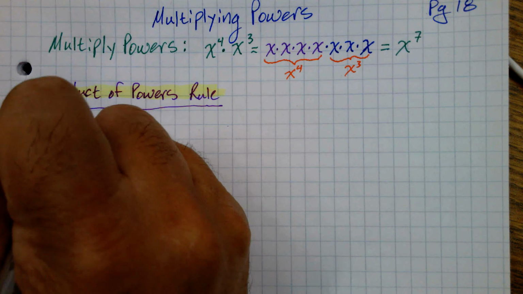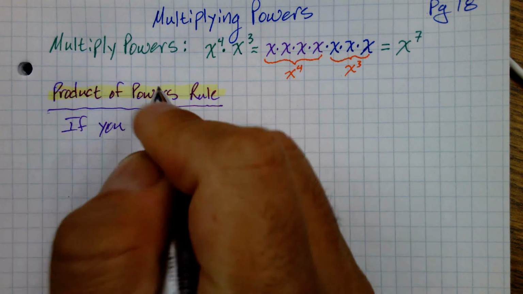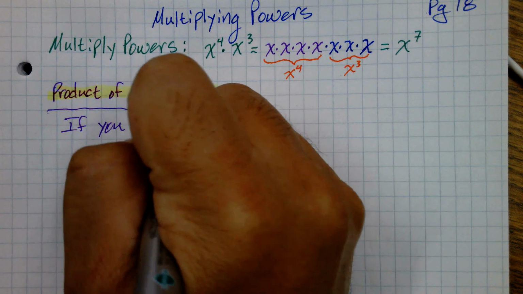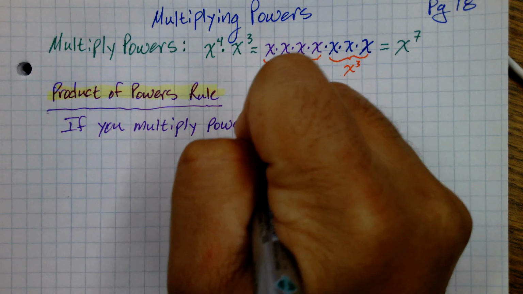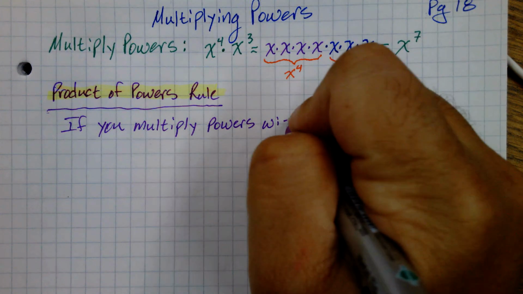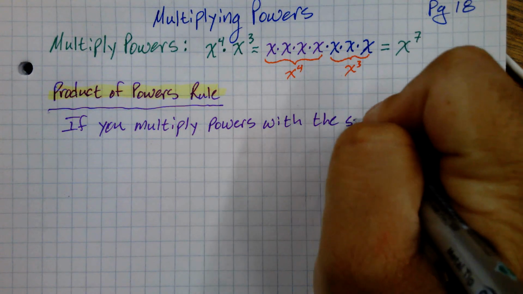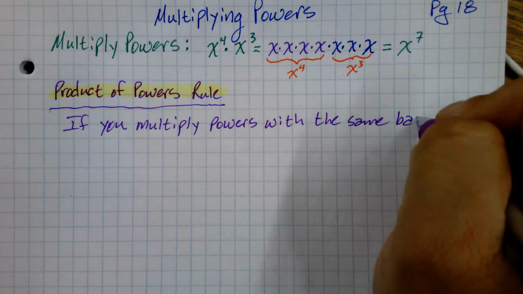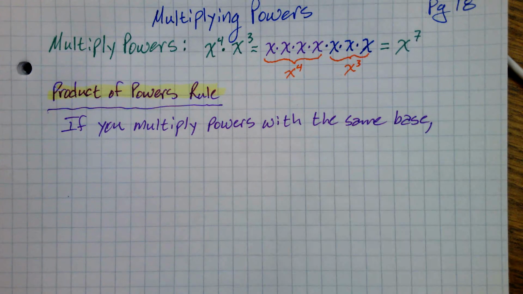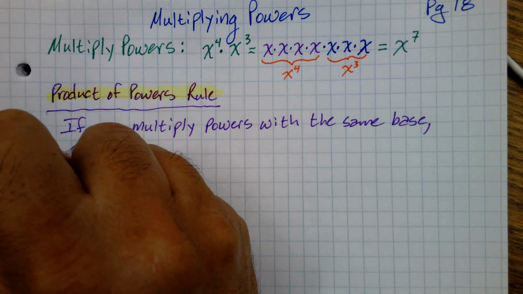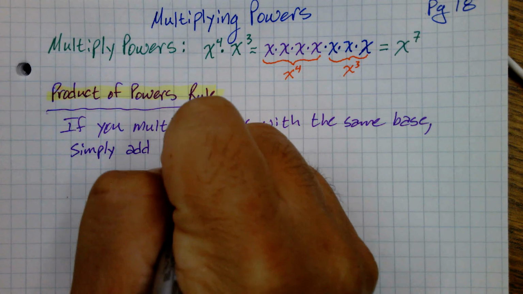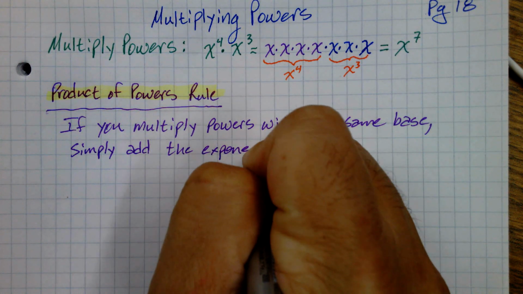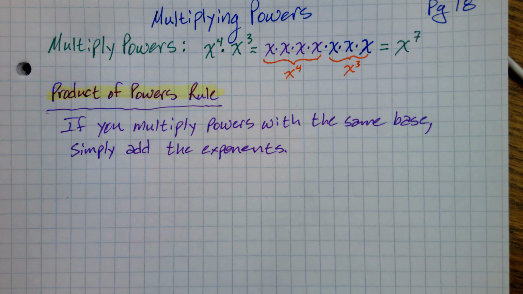So the product of powers rule says this. If you multiply powers with the same base, comma, simply add the exponents. Okay. So let's see what this means.